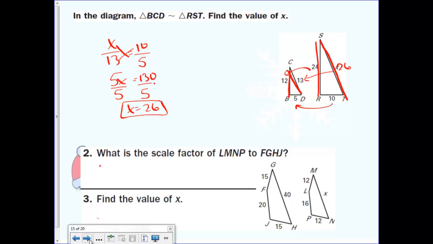What do we have? A lot of you probably did this in your head. Some of you are like, hey, 10 divided by 2 is 5. 24 divided by 2 is 12. So 26 divided by 2 is going to give me 13. As long as you show me your work, yeah, that's going to be a great way to do it.